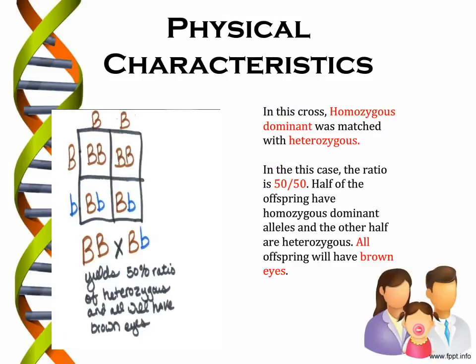On this slide, I created a Punnett square to cross a homozygous dominant with a heterozygous. As you can see, the ratio is 50-50. If you have 4 children, two of them will likely have big B, big B. The other half will have big B, little b. In all cases, in all children, each kid would have brown eyes.